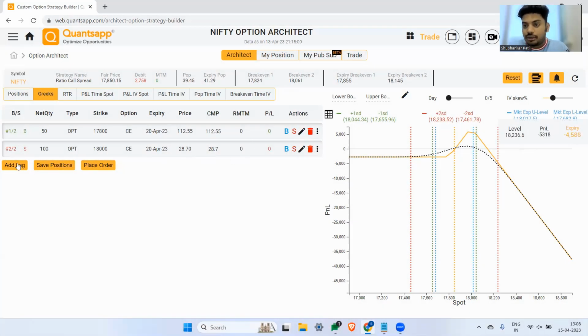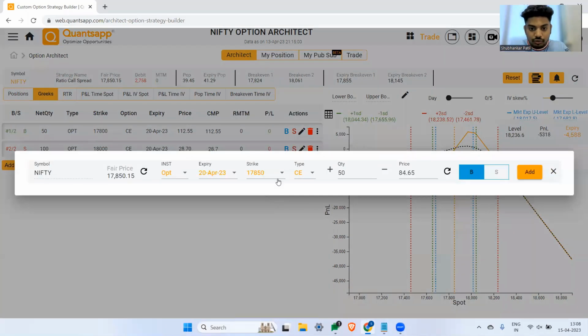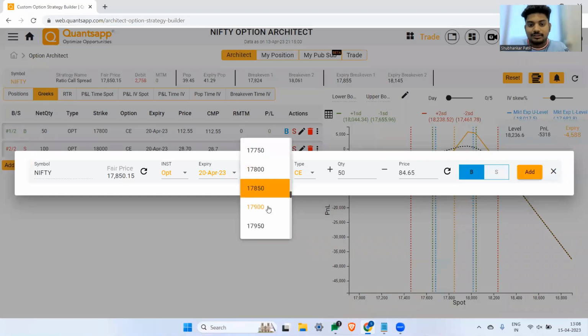Okay, so if you are not a very experienced trader, instead of this, you should always go ahead and hedge this strategy.